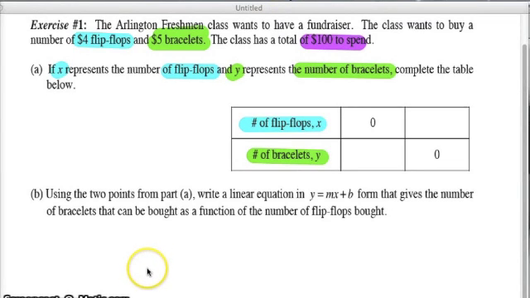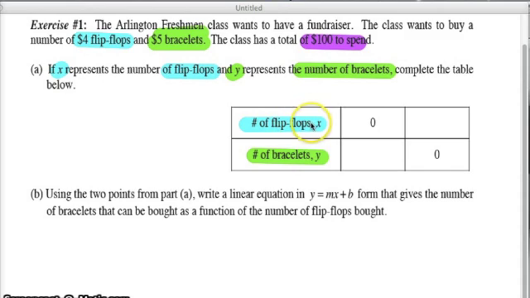Exercise 1. The Arlington freshman class wants to have a fundraiser. The class wants to buy a number of $4 flip-flops and $5 bracelets. The class has a total of $100 to spend. A pair of flip-flops is $4 and each bracelet is $5. So if x represents the number of flip-flops and y represents the number of bracelets, complete the table below.